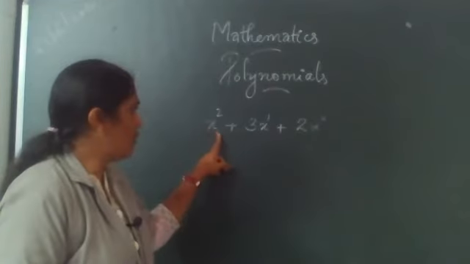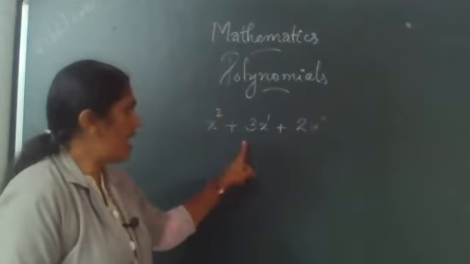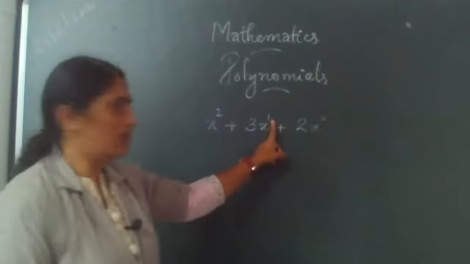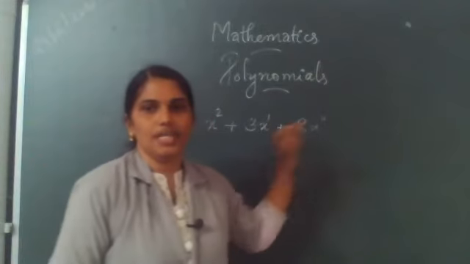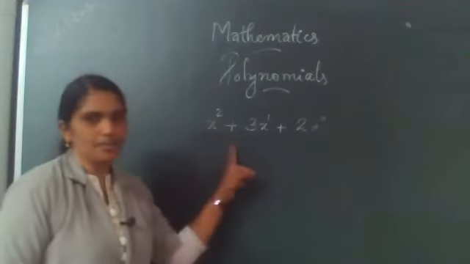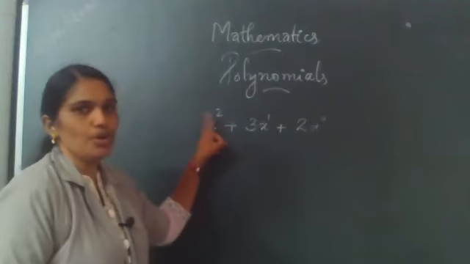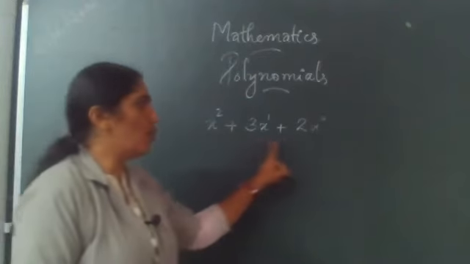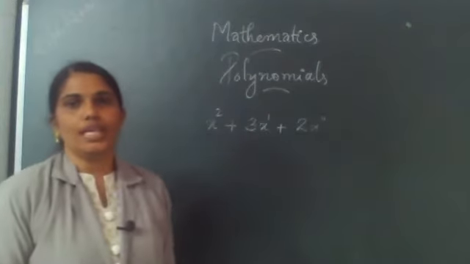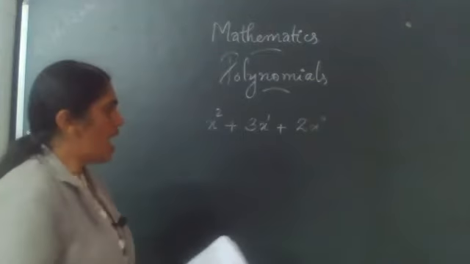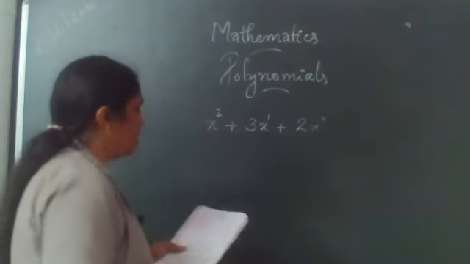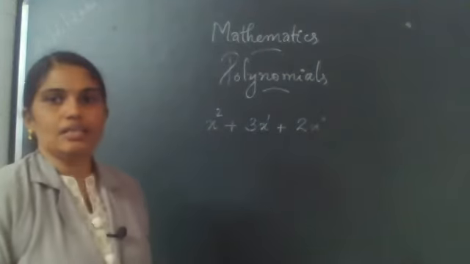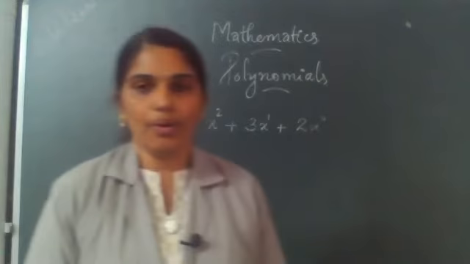Here the power of the first term is 2, the power of the second term is 1, and the power of the third term is 0. Here the highest power is 2. So the degree of the polynomial is 2. The highest power of the variable in the polynomial is called the degree of the polynomial.